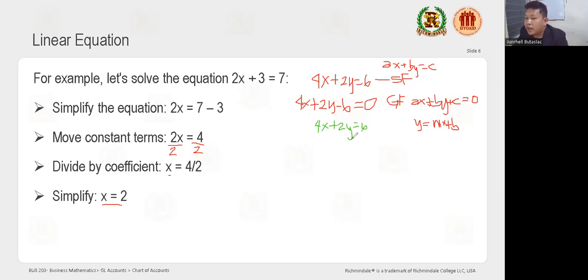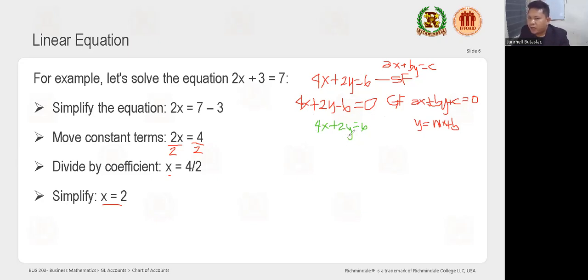So what we will do is make this into slope-intercept form. So this is a general form, right? No, it's a standard form, not a general form. This is a general form. This is a standard form. So all you have to do is make this into slope-intercept form. But how? All you have to do is transpose this 4x to the other side.